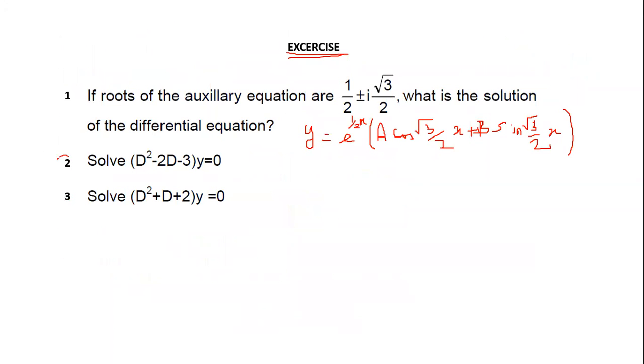For the second problem, D square minus 2D minus 3 is there. What is the auxiliary equation here? P square minus 2p minus 3 equal to 0. What are the roots for this? Minus 3 and 1, sir.